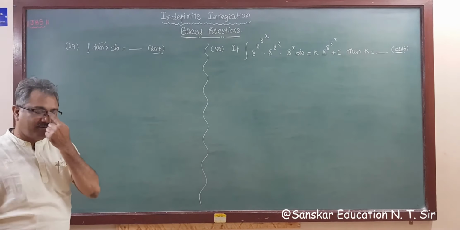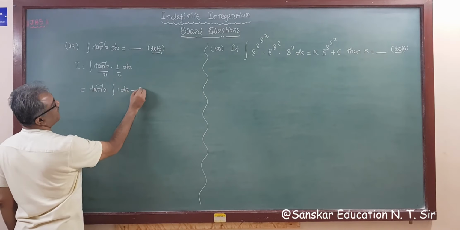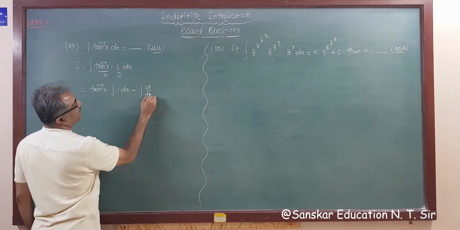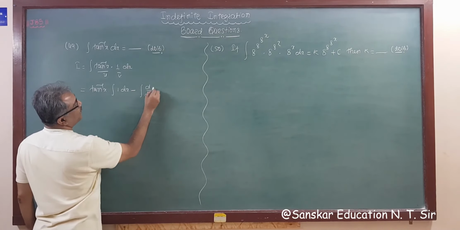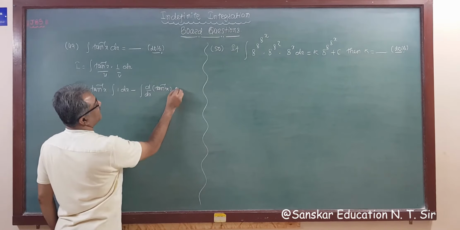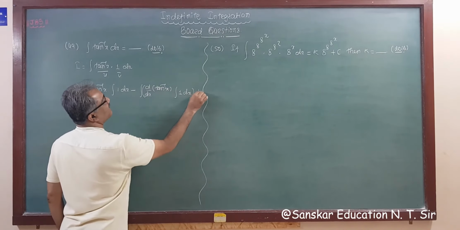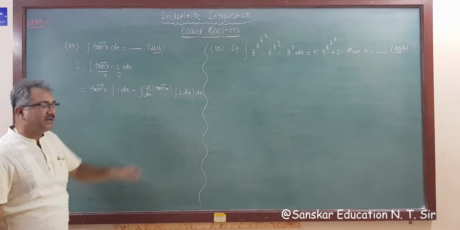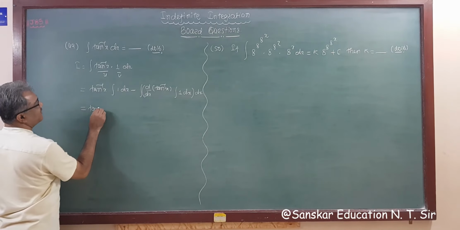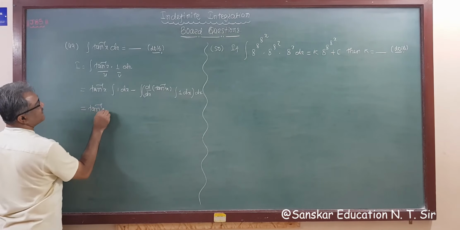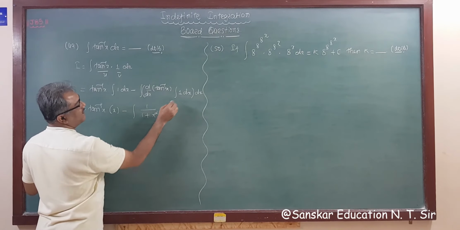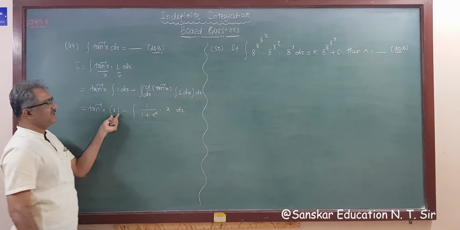So u as it is, that is tan inverse x as it is, times integration of 1 dx, minus integration of the derivative of u, which is tan inverse x, so d dx of tan inverse x, times integration of 1 dx. This bracket over, and now this is dx. Got it? Now integration of 1 is x, so here also we have to write x. So this is tan inverse x times x, minus integration of the derivative of tan inverse x, which is 1 upon 1 plus x square, times x dx, as we write here, right?